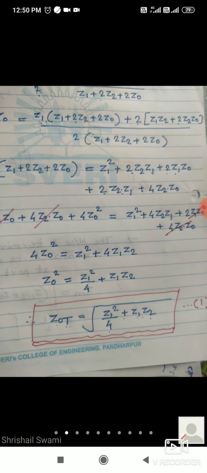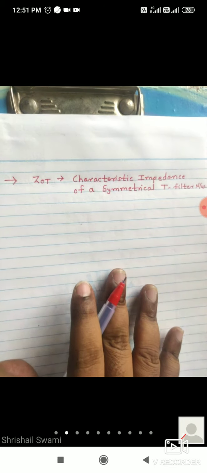Now next we will move towards the two cases. So before this we will write, ZOT is called the characteristic impedance of a symmetrical T filter network. Okay, so that is equation number 1.